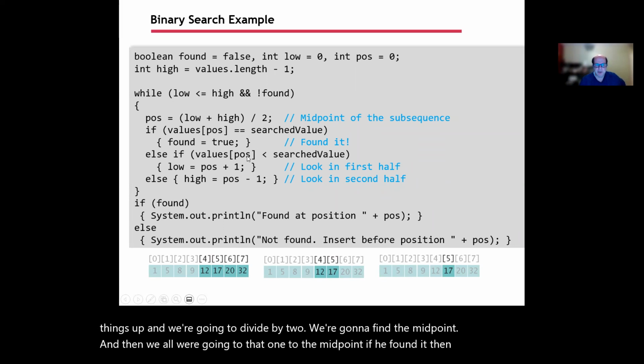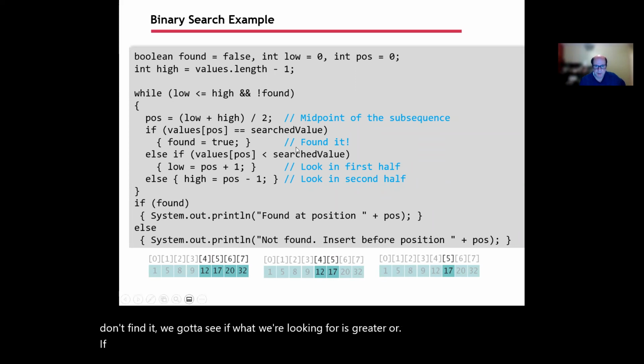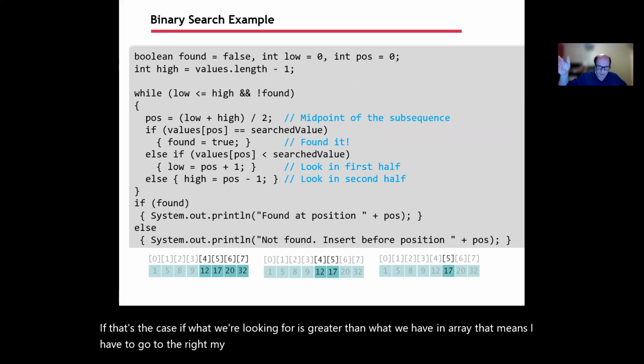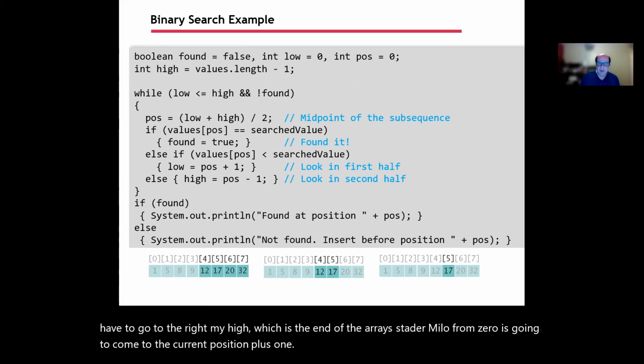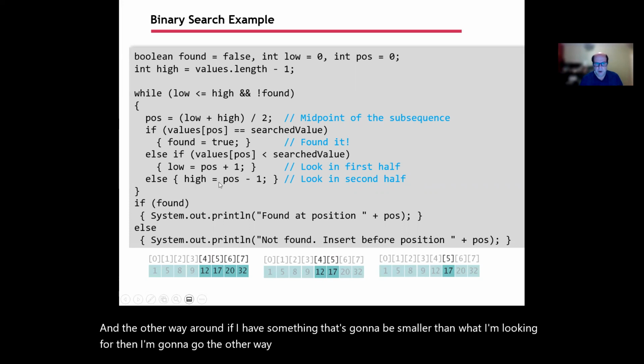If we don't find it, we have to see if what we're looking for is greater than what we have in the array. That means I have to go to the right. My high, which is the end of the array, is going to stay there. My low, from 0, is going to come to the current position plus 1. The other way around, if what I have is greater than what I'm looking for, then I go the other way. I check the position, and the high is going to be position minus 1.